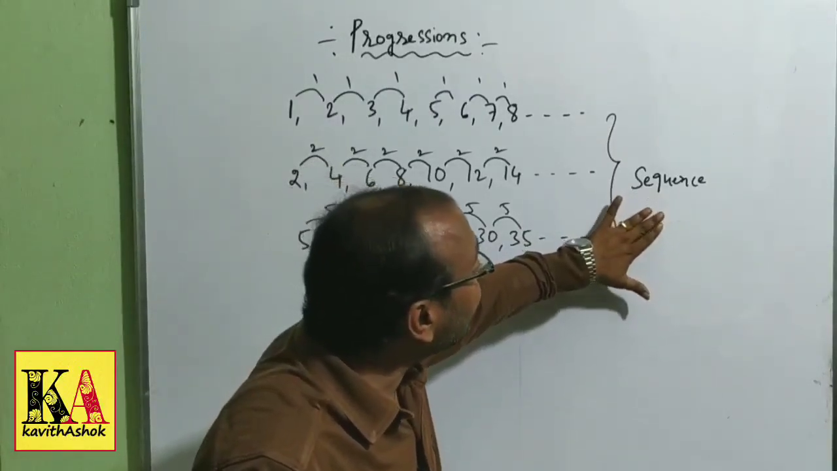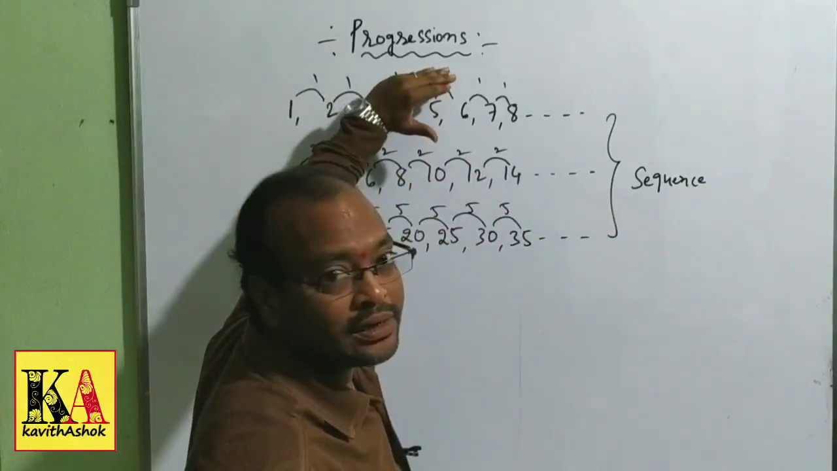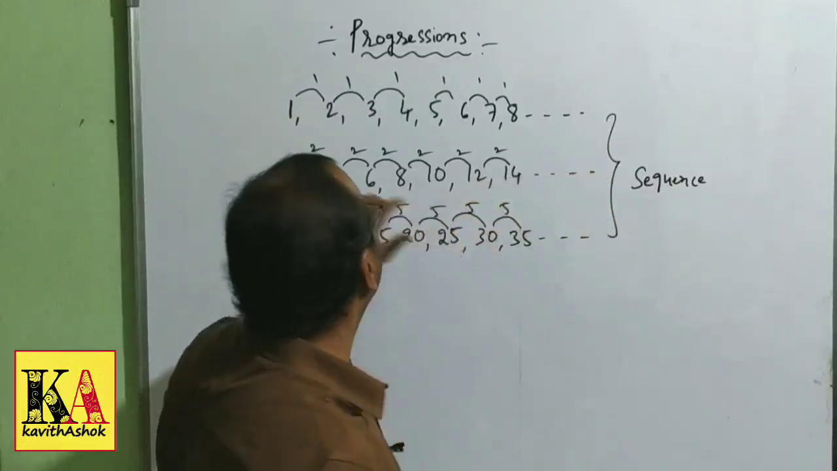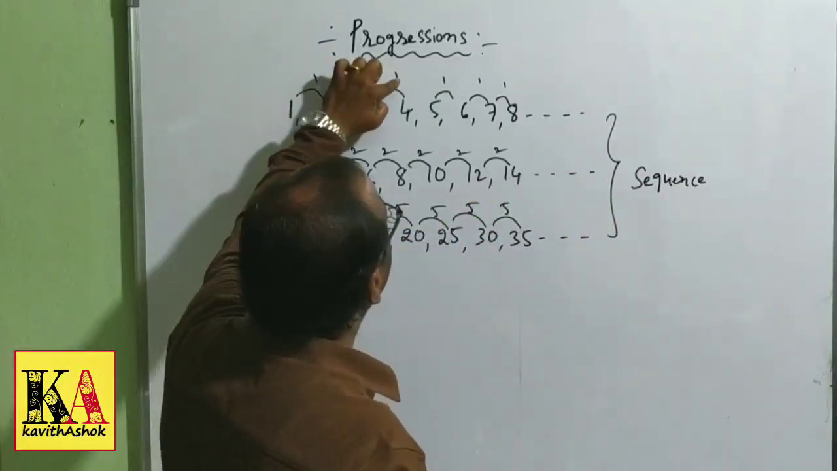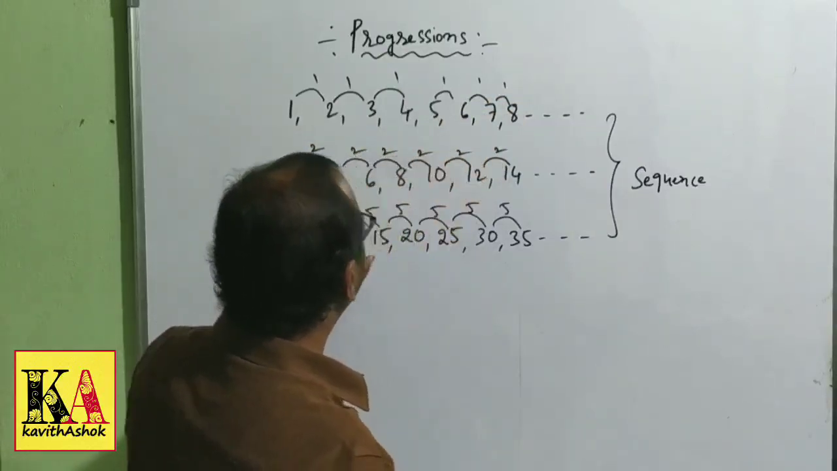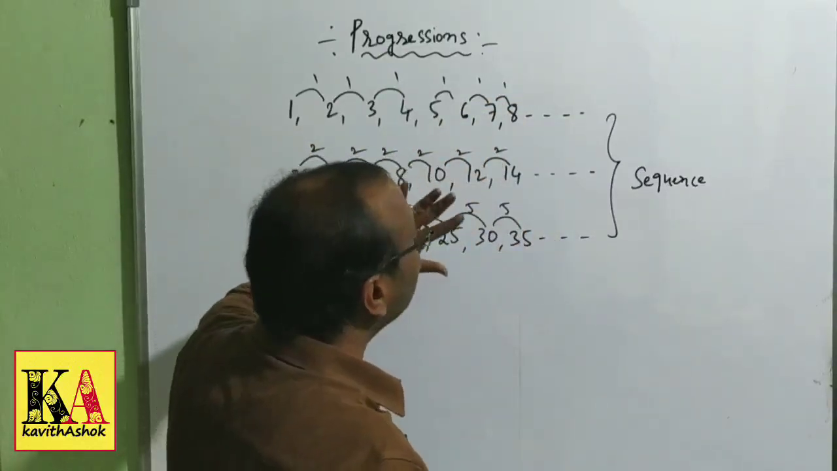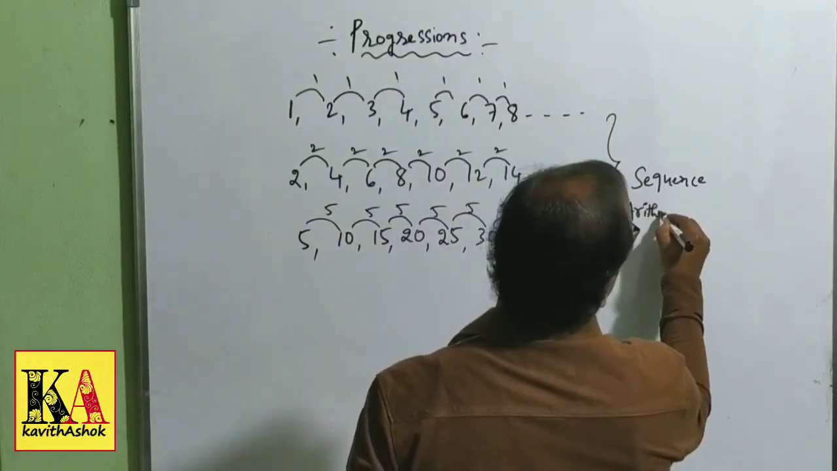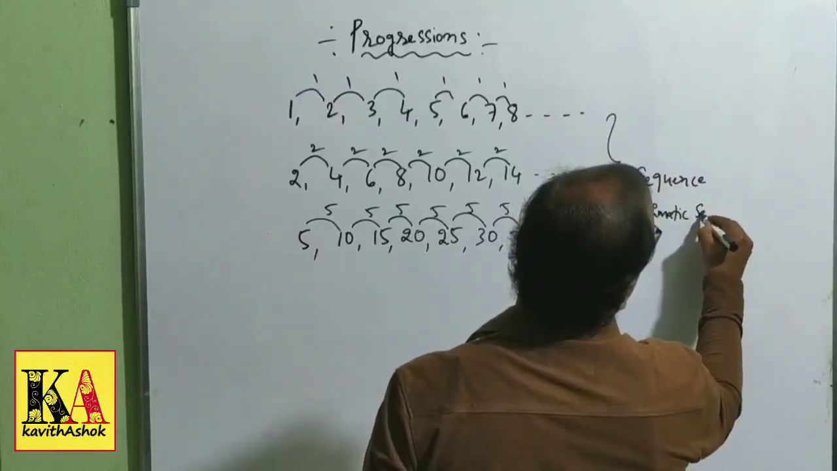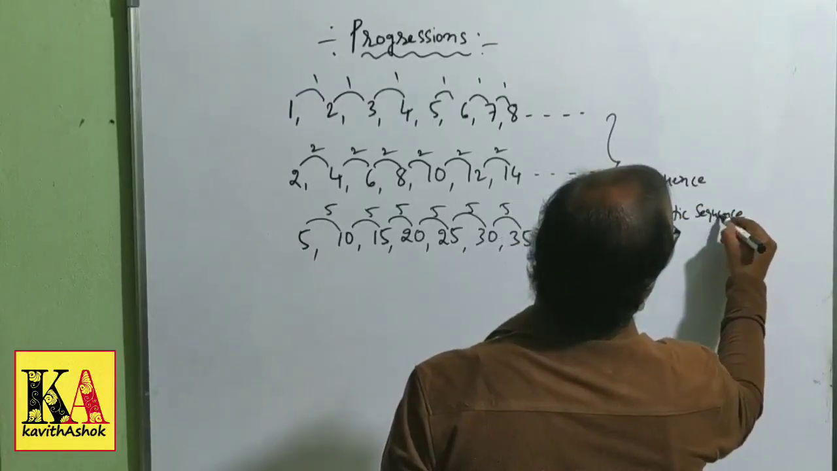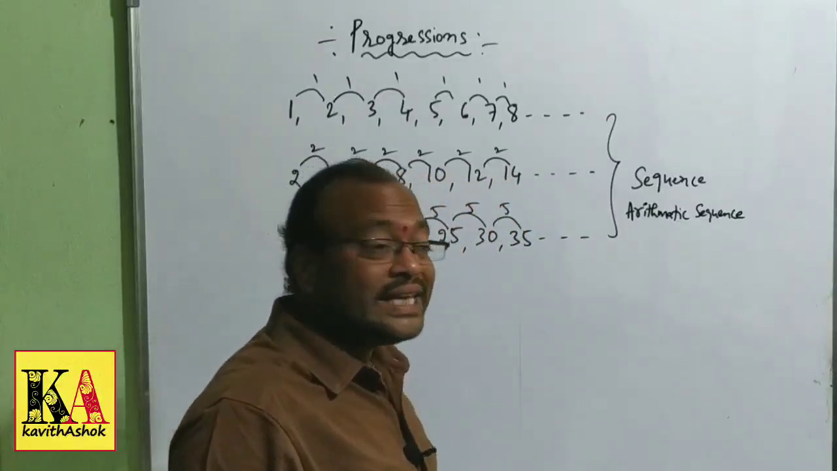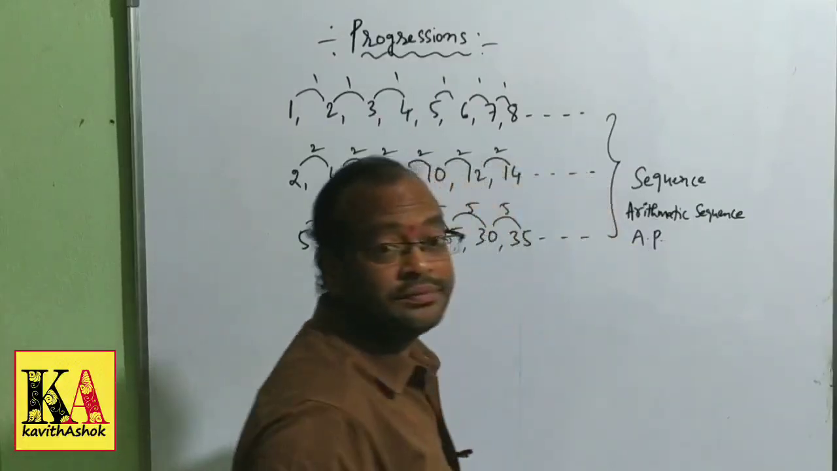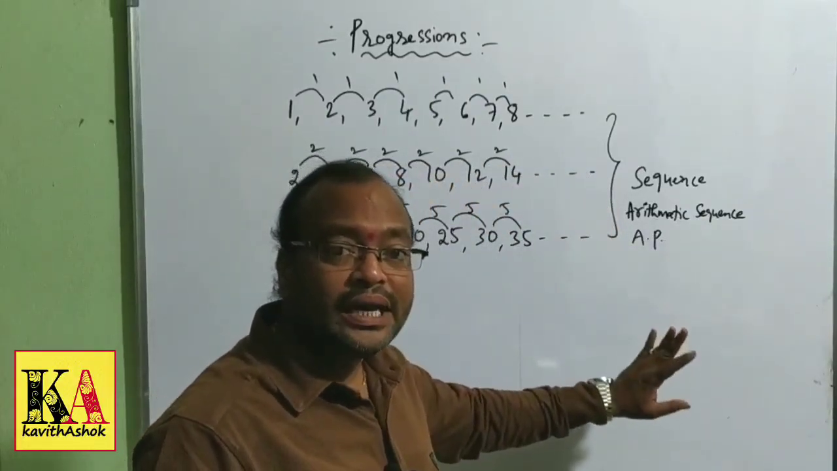This sequence becomes a progression if the difference between consecutive terms is the same. The difference is the same here, here, and here. So that's why we can call this an arithmetic sequence, or simply an arithmetic progression.